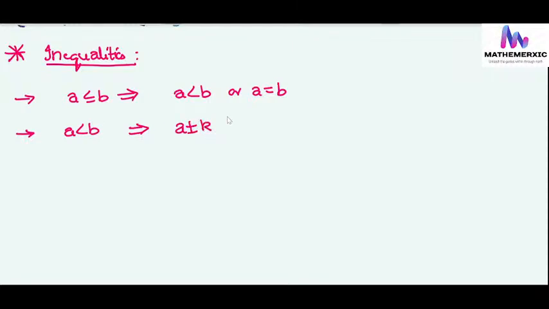So here there are a few things. Whenever A is less than B, it implies that A is less than B or A is equal to B. Second thing is A is less than B. It implies that if any variable K is there, then A plus or minus K is less than B plus or minus K.